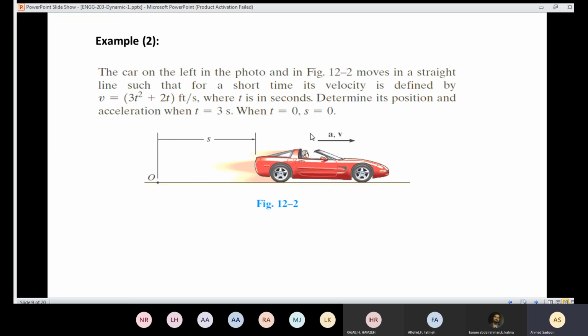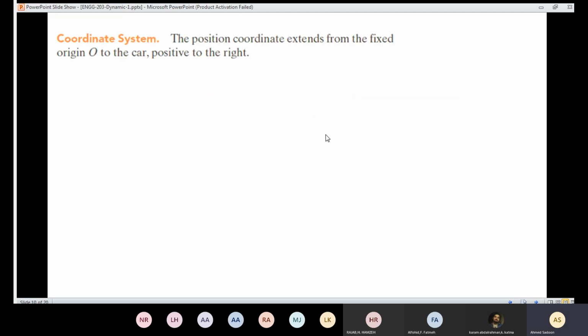In that direction, we have the velocity and we have the acceleration. So how are we going to solve that problem? First, we need to set up the coordinate system. Like we said, the position coordinate system extends from the fixed point O to the car. The positive is here. So here is our coordinate system.